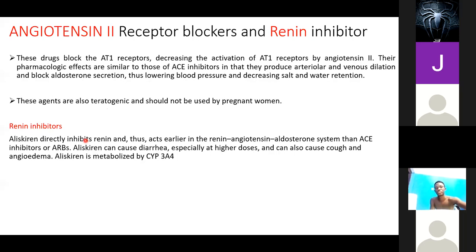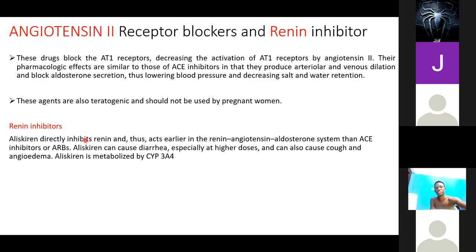Now we move on to angiotensin 2 receptor blockers. And obviously they are blockers. So you consider the statins. Now, these drugs block the angiotensin 1 receptor, decreasing the activation of angiotensin 1 receptors by angiotensin 2. Now, their pharmacologic effects are similar to those of ACE inhibitors in that they produce arterial and venous dilation and block aldosterone secretion, thus overall reducing blood pressure and decreasing salt and water retention in the body.